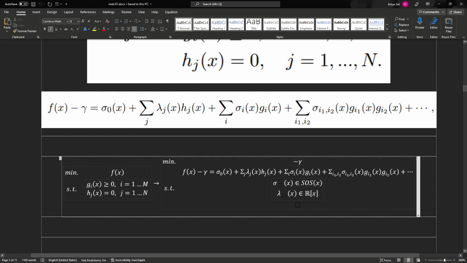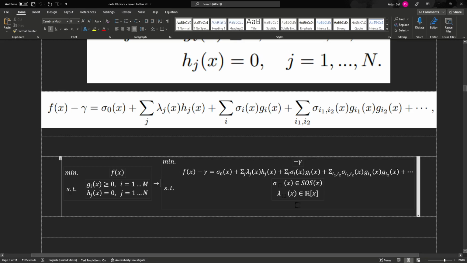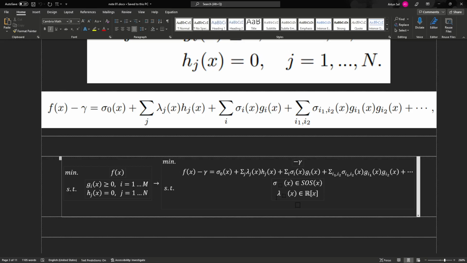Okay, and like in the Lagrange multiplier case, we are introducing new variables. But in the Lagrange multiplier case, these were just numbers, whereas the quote-unquote variables that we introduce here are polynomials.